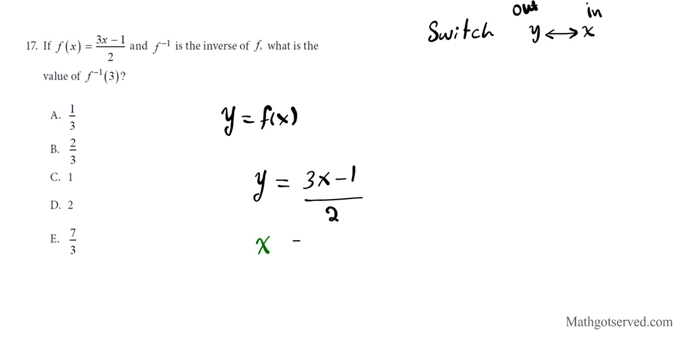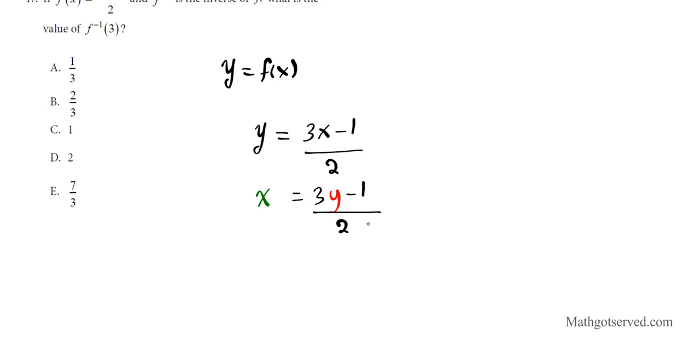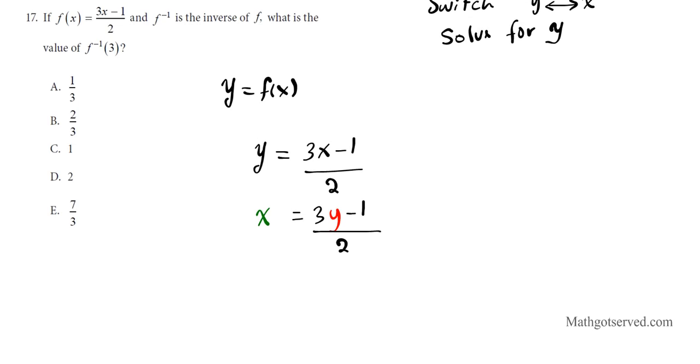X equals 3y minus 1 over 2. What did I just do here? I just switched the x and the y's, because that's what inversion is all about. Now, after switching, I need to solve for y, and that will be my inverse. So let's solve for y. To solve for y here, I'm going to multiply by 2, add 1, and divide by 3, and that'll get y by itself.